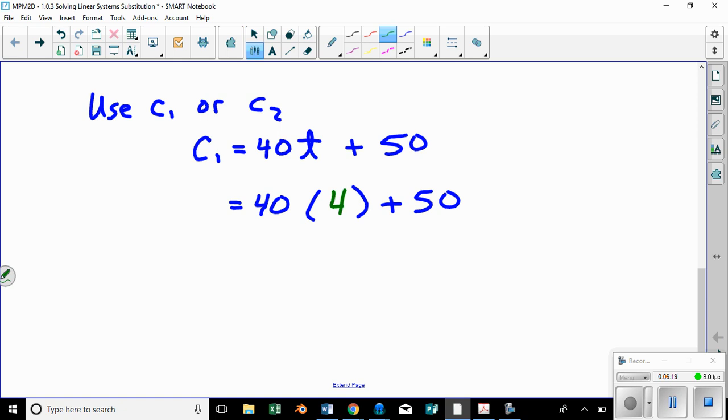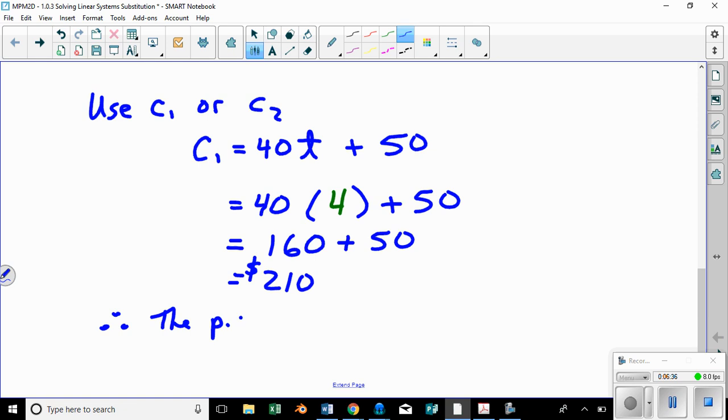I'll just use another color for that. 40 times 4 is 160 plus 50, which gives us $210 as the cost. So therefore, the point of intersection is 210. And that is basically how you would find the point of intersection.